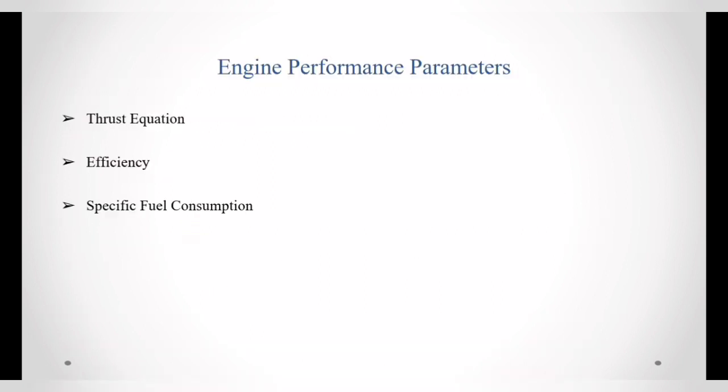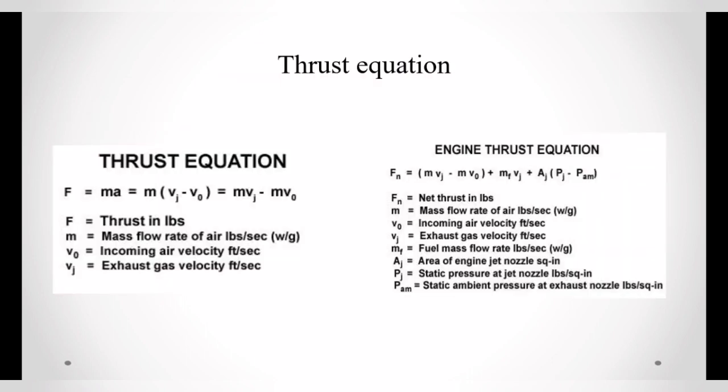Engine performance parameters: thrust equation, efficiency, specific fuel consumption. Thrust equation. In this, F equals m(vj minus vo). F equals thrust in lbs, m is mass flow rate in lbs per second, vo is the incoming air velocity, and vj is the exhaust gas velocity.